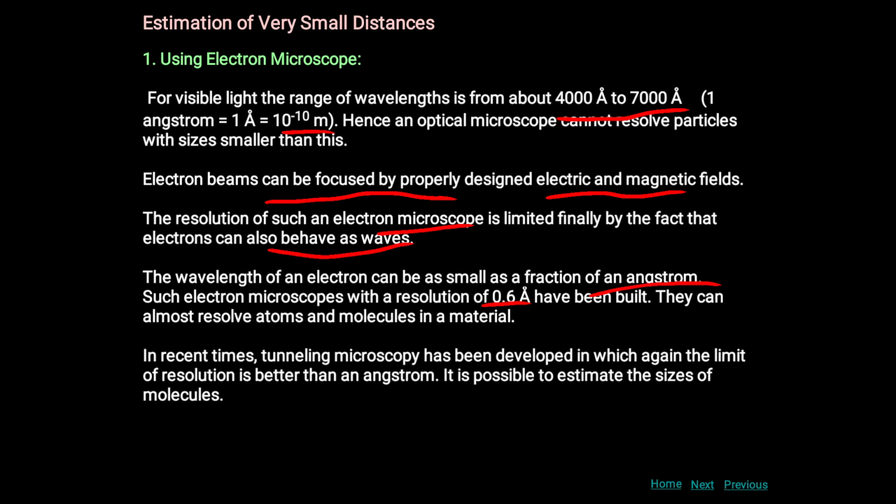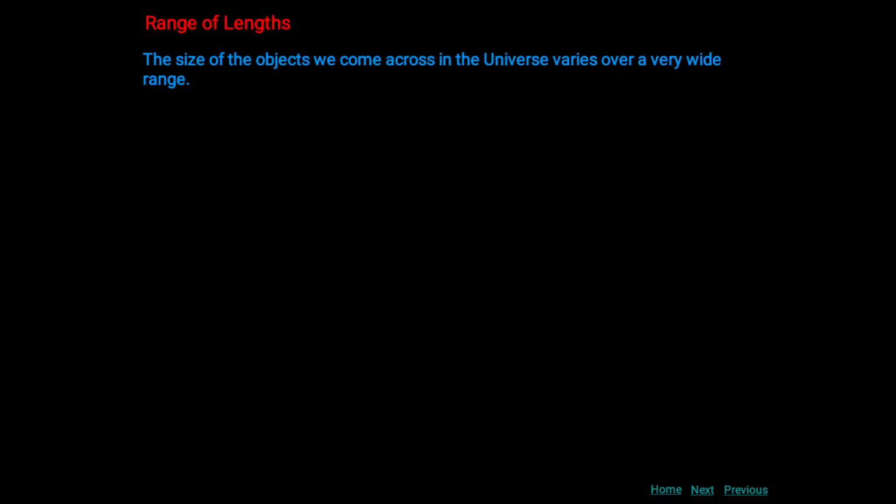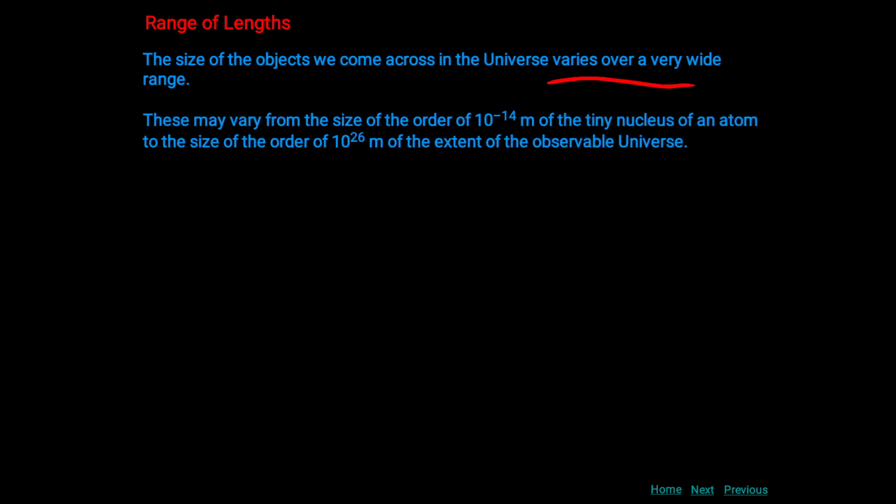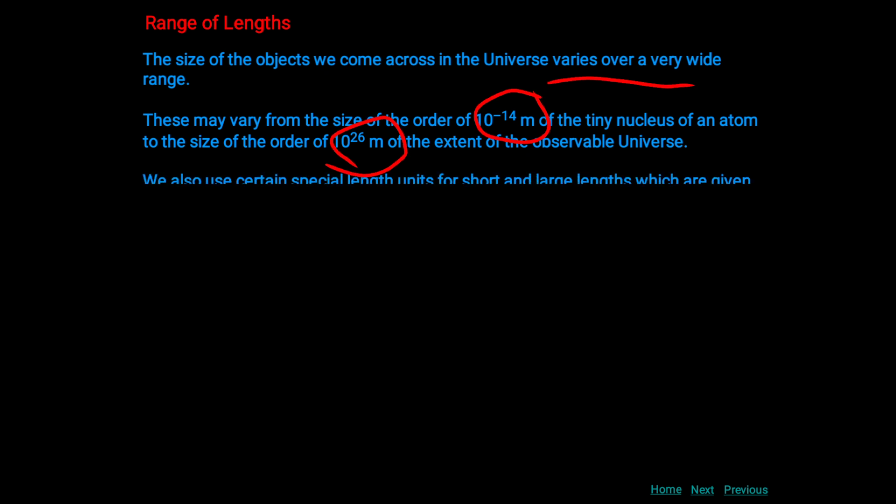In recent times, tunneling microscopy has been developed, in which again the limit of resolution is greater than an Angstrom. It is possible to estimate sizes of molecules. Now, the range of lengths. The size of objects we come across in the universe varies over a very wide range. This may vary from size of order 10 raised to power minus 14 meter of the tiny nucleus of an atom to the size of order 10 raised to power 26 meter of the extent of the observable universe.